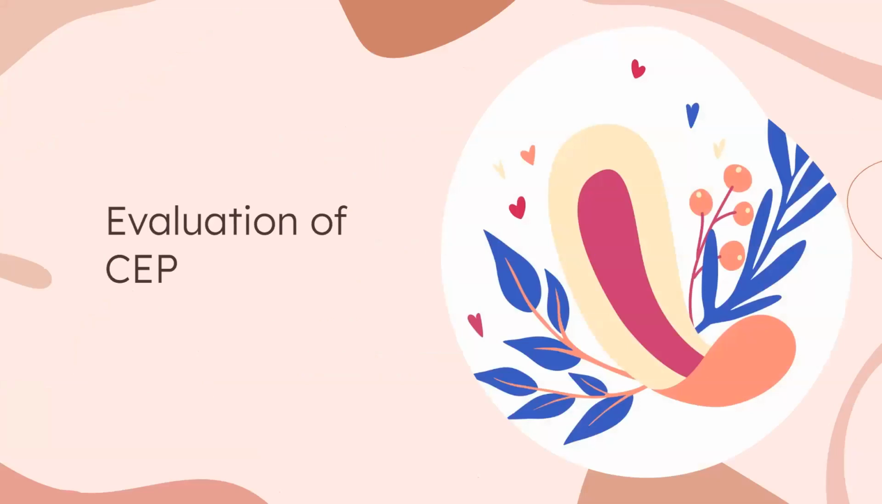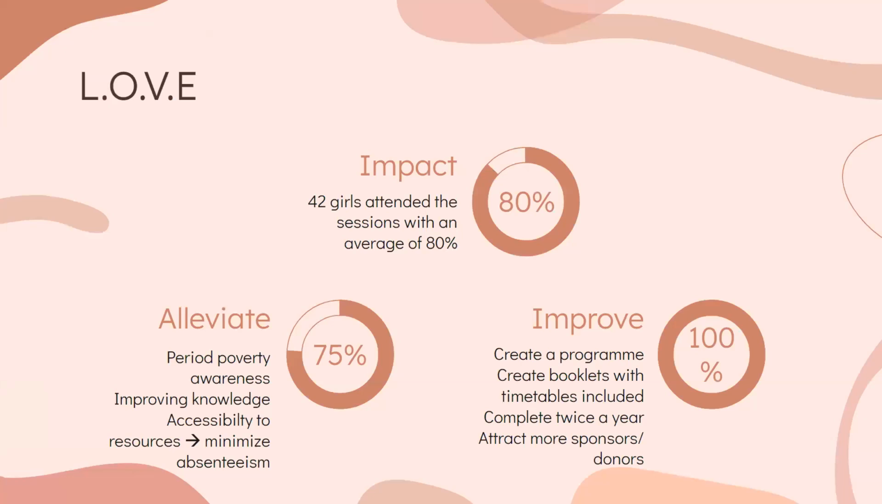So the evaluation of the CEP, next slide. Sorry. So the impact: it impacted about 80% of the girls, because as I said, I was working with 42 girls. 42 girls attended the sessions, at an average of 80%. Obviously, some of them had to miss because of school engagements most times, so I couldn't reach a 100% rate.